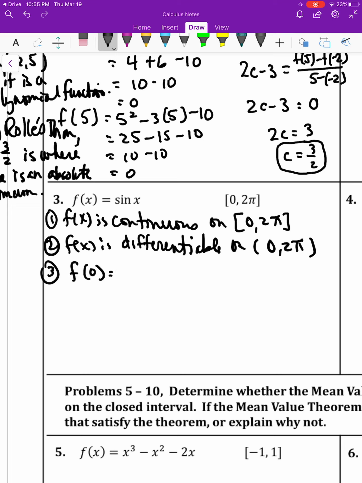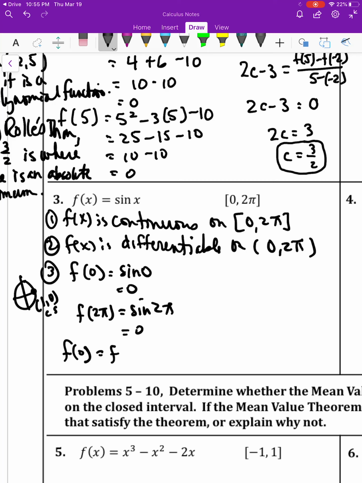The third thing, you need to calculate f of 0. Sine of 0 is 0. We know that from right here on the unit circle, the 0, 1, cosine, sine. And then f of 2 pi, sine of 2 pi, that's 0. So you know your f of 0 equals your f of 2 pi. So we can apply Rolle's theorem. So we could say, yes, Rolle's theorem applies.